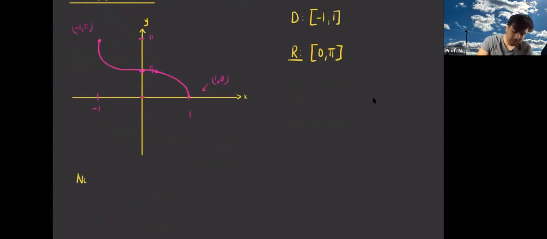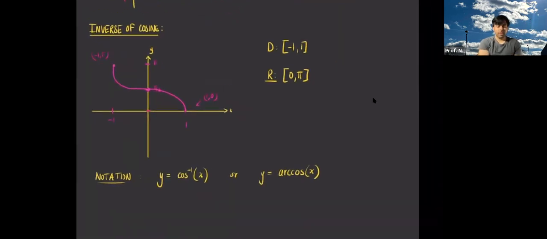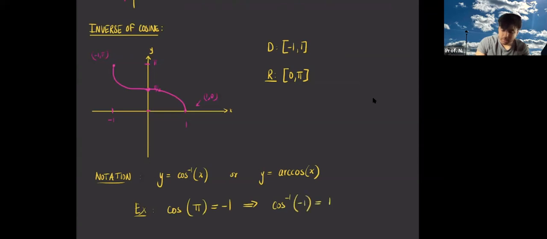And this is what's called inverse cosine or arc cosine. So my notation is y equals cosine inverse of x, or arc cosine of x. So this is my new inverse function. It's the inverse of cosine. As an example, we can say cosine of pi is -1. So if I write this using the inverse cosine, the inverse cosine of -1 will equal pi.